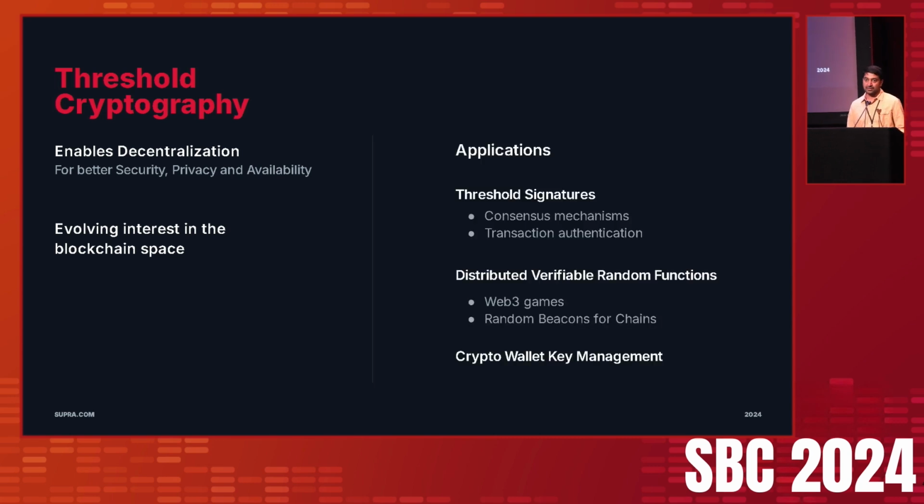A few of the applications that we can think of are threshold signatures, used for consensus mechanisms and transaction authentication, and then applying threshold cryptography for verifiable random functions, where we need randomness generation for Web3 gaming, even for beacon generation for chains, even for wallet management. Over the last 2 days, we have seen several applications, including threshold decryption.